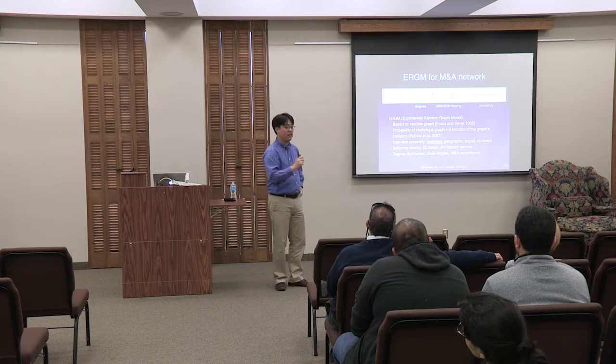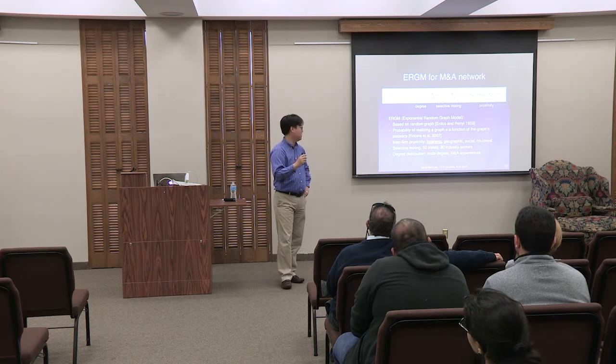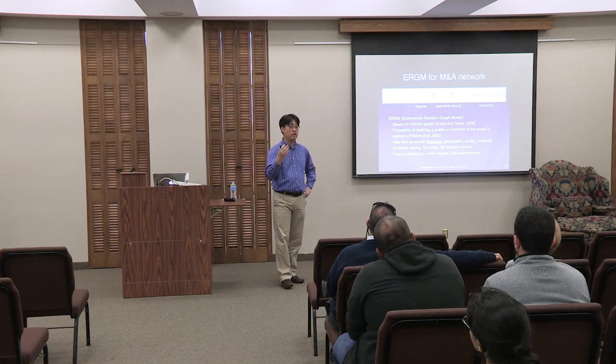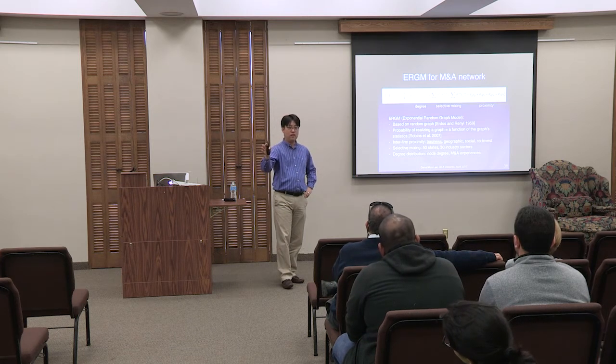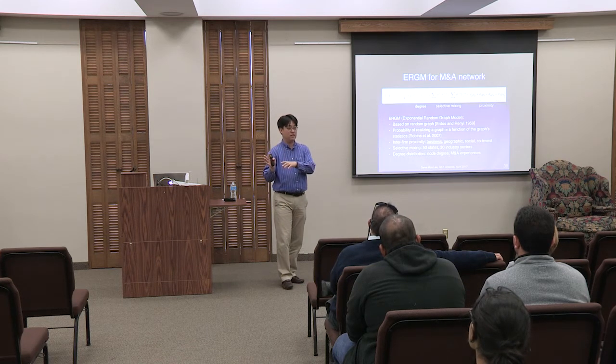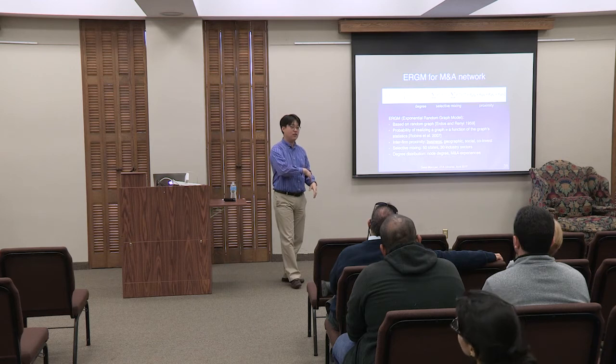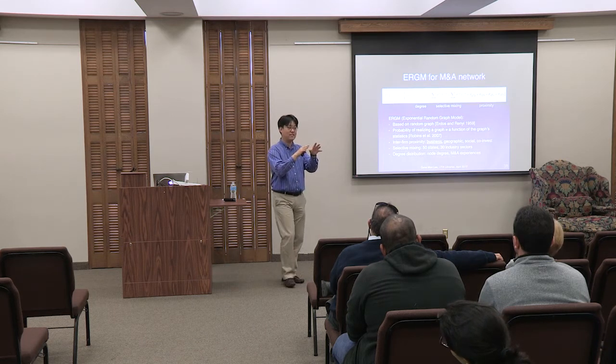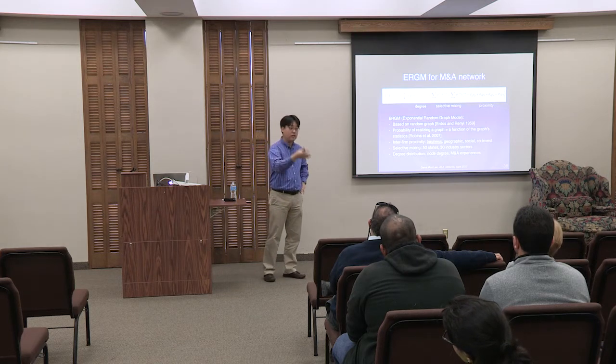In 1959, there was a Hungarian mathematician called Erdős. He wanted to understand a party. If you go to a party, you have a lot of strangers. They get together, mingle and talk to each other. He wanted to model that, and it's called random graph theory. So we use that theory in our startup M&A matching context. We want to explain why these people mingle together.